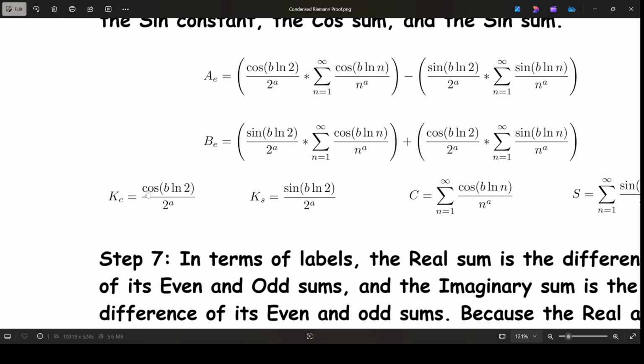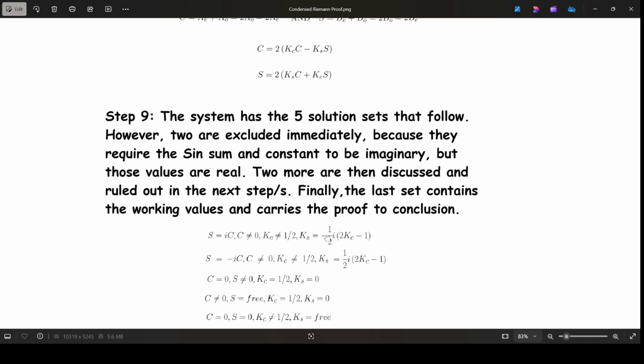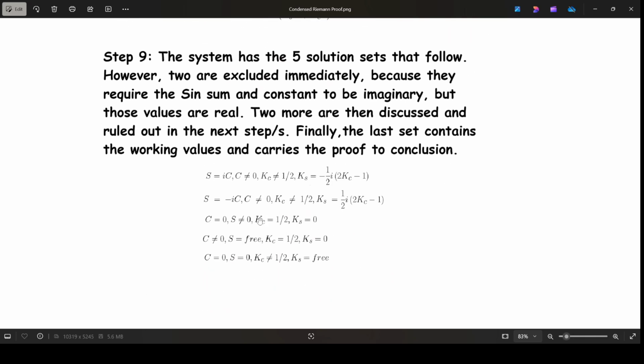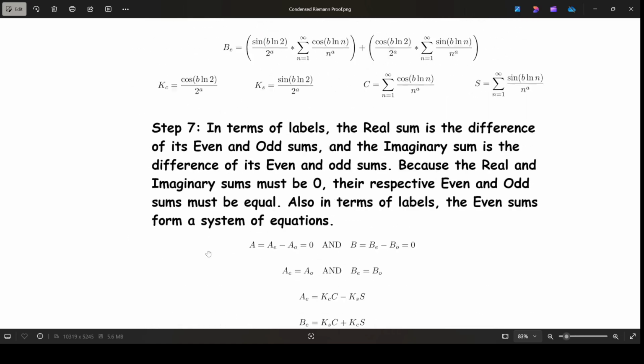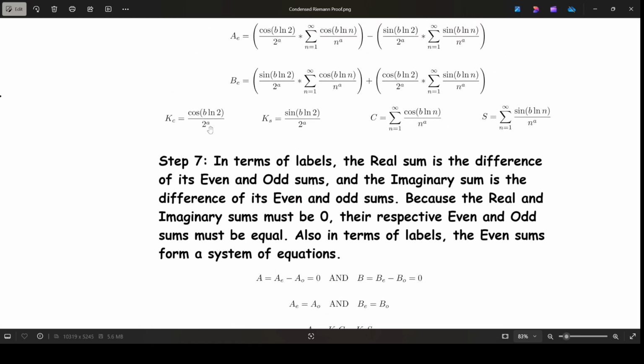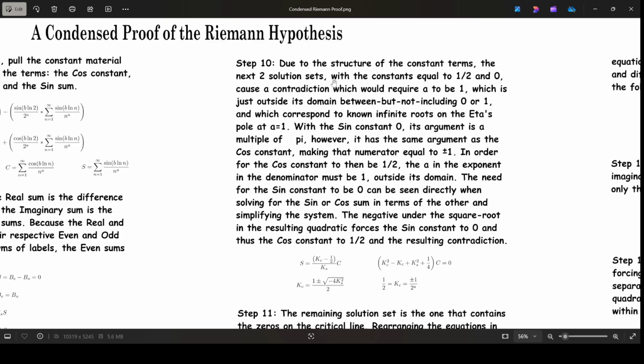Because if this top part becomes plus or minus 1, then that means plus or minus 1 over 2a has to equal 1/2, because that's the other requirement, that the first constant equals 1/2. In order for plus or minus 1 over 2a to be 1/2, the a has to be 1 or complex. And a is not complex, and 1 is outside of its domain, which is between 0 and 1, but not including 1. And that's what this whole paragraph is here.